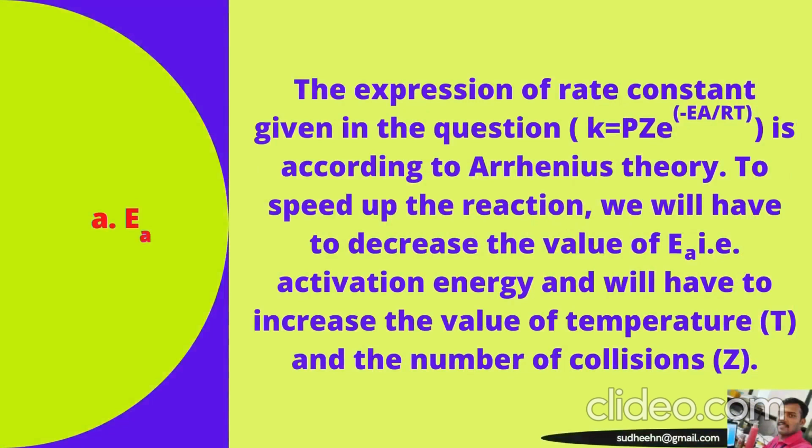So the right option is option A, that is Ea, because the expression of the rate constant equation that he has given is according to Arrhenius theory. To speed up the reaction, we will have to decrease the value of Ea, that is, activation energy, and we will have to increase the value of temperature T and the number of collisions. So the right option is option A, that is Ea.